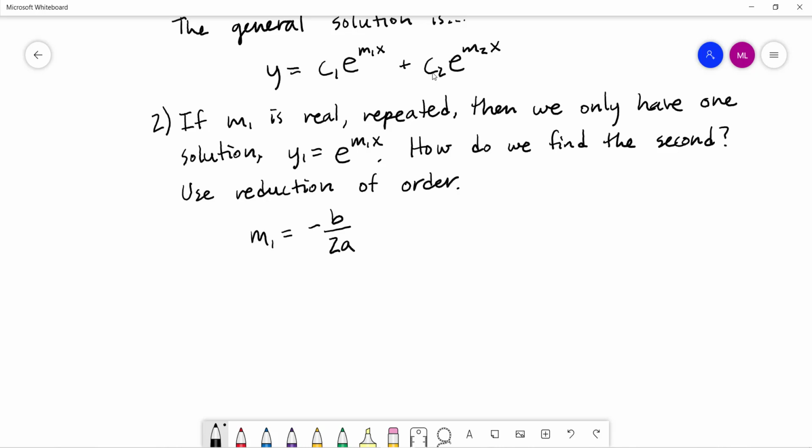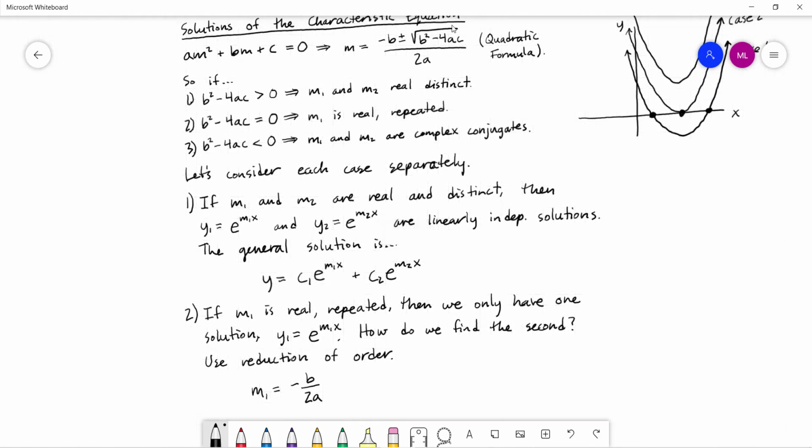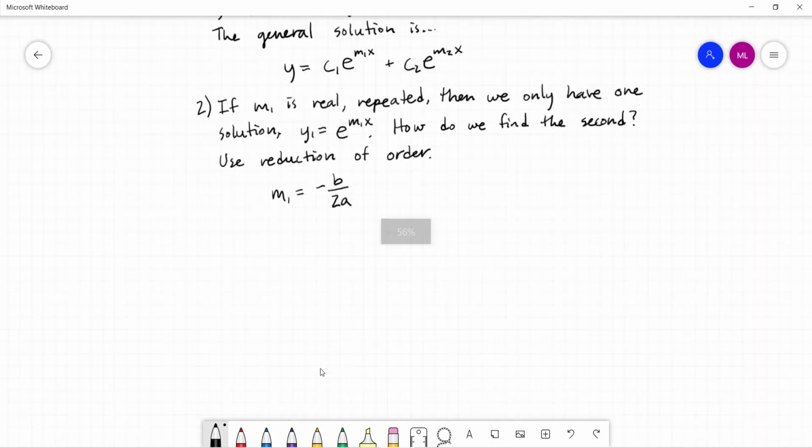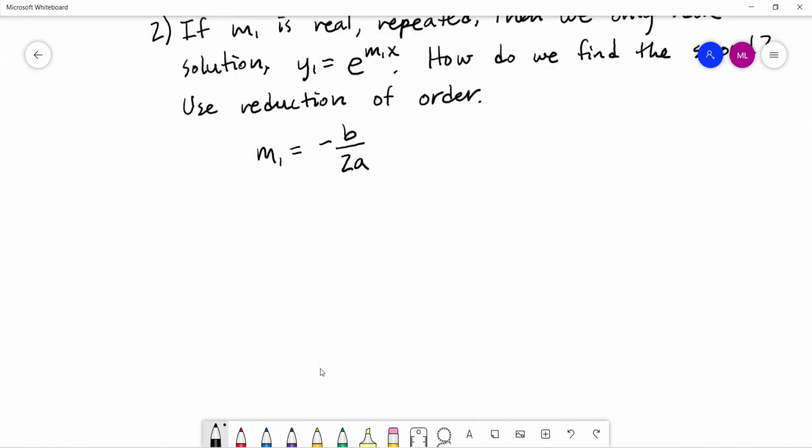And again, that just comes from the quadratic formula where this term in the square root is 0, which is the assumption that we're working under when we get a real repeated case. So if this part goes to 0, m is just negative b over 2a. That's what we're starting with. So that means our solution, our y1, is e to the negative b over 2a times x. So this is our one solution.